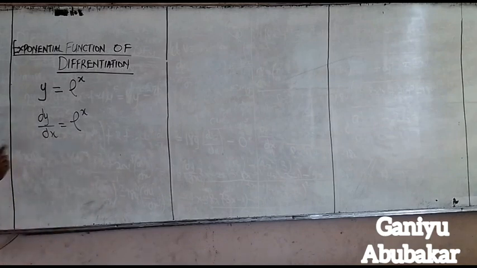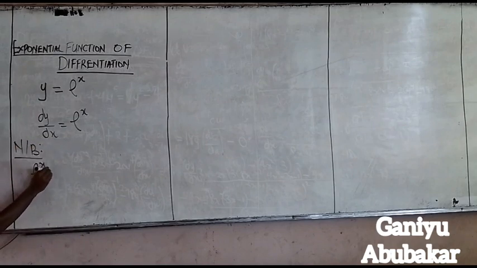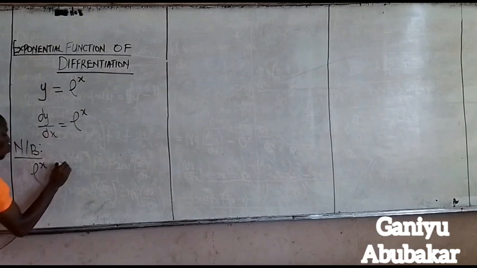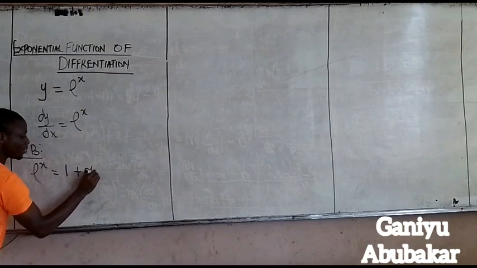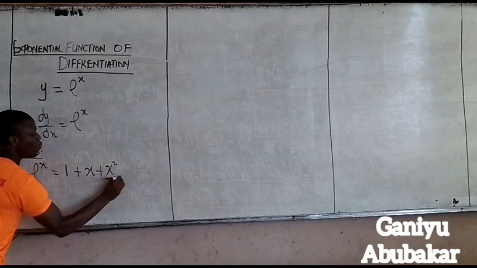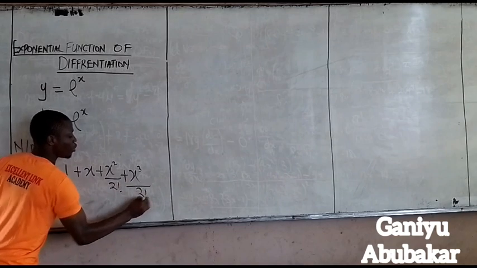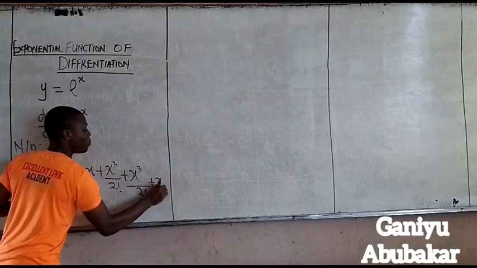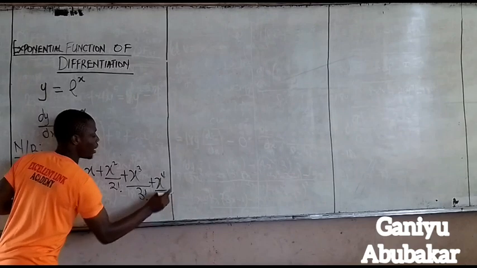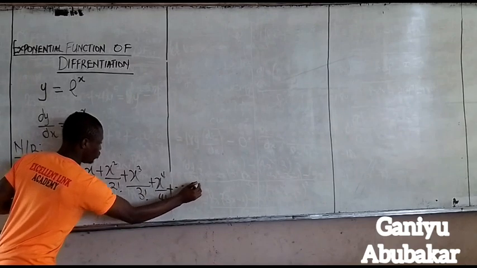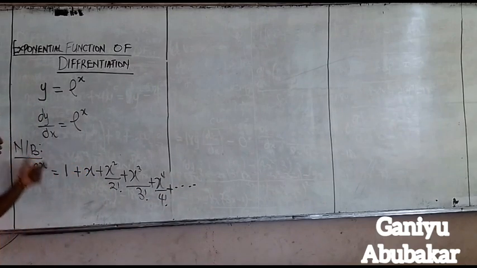Note that exponential x is equal in value to 1 plus x, plus x squared over 2 factorial, plus x cubed over 3 factorial, plus x to the power 4 over 4 factorial, plus it continues. So this is the real value for exponential x.